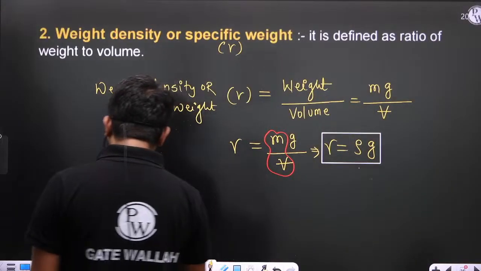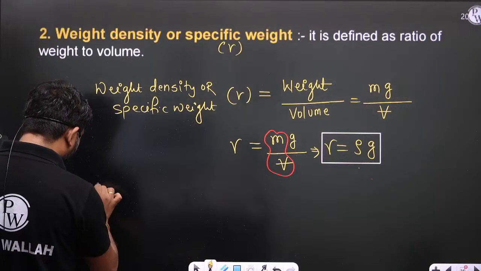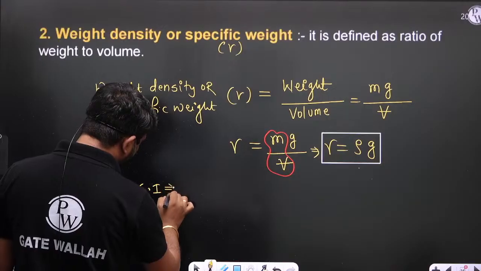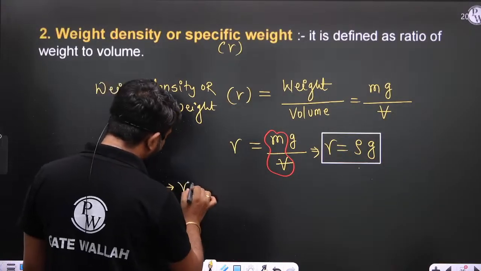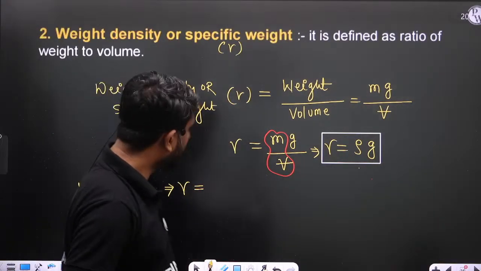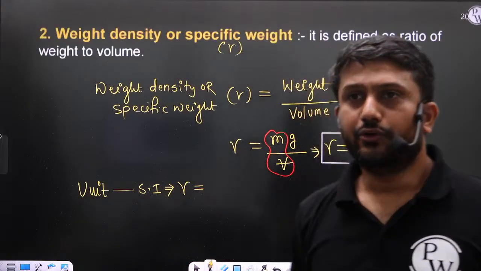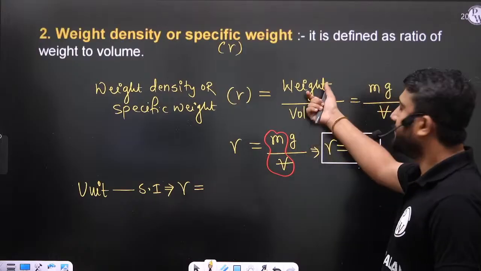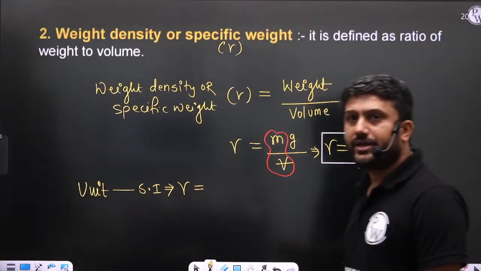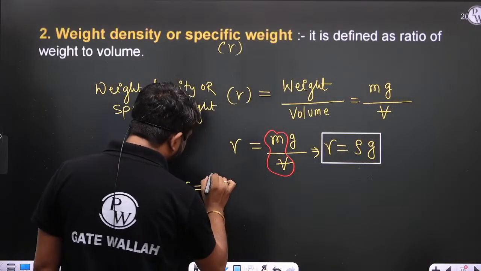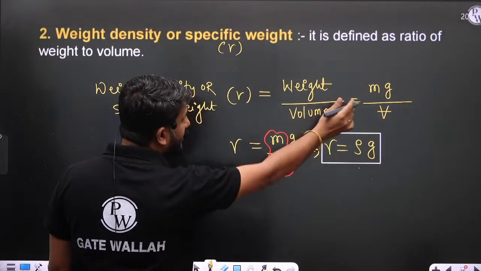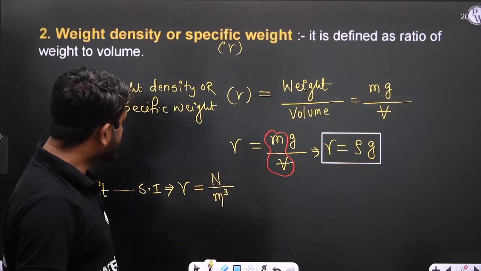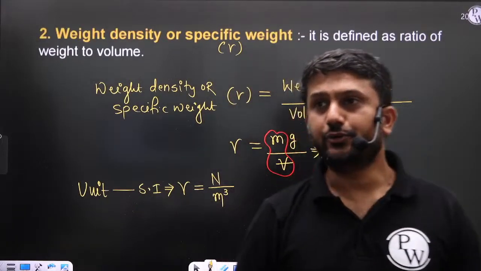So what is the SI unit for weight density? Can anyone tell me? Weight is Newton. Weight unit is Newton. And per unit volume, so Newton per meter cube, right? So the SI unit for the weight density is Newton per meter cube.